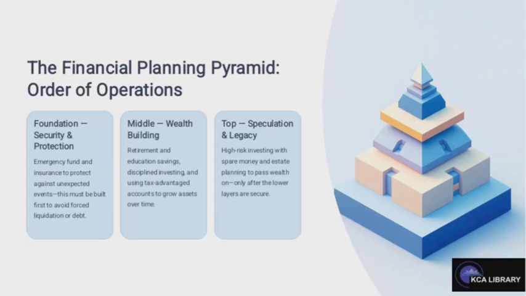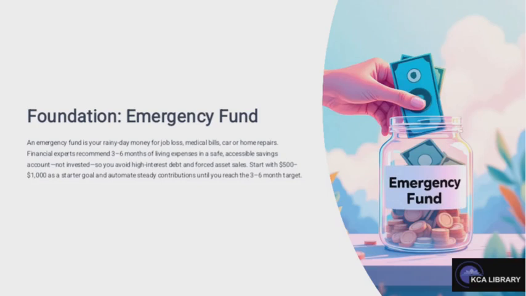You move to this step if you have secured your foundation and if you have built wealth. At this top level, you invest in high-risk ventures or high-risk businesses with spare money, and do estate planning to pass wealth on. At this stage, you can only invest money that you know you are willing to lose. So you can put it in high-risk businesses, but you do this when you have set up your foundation and built wealth.